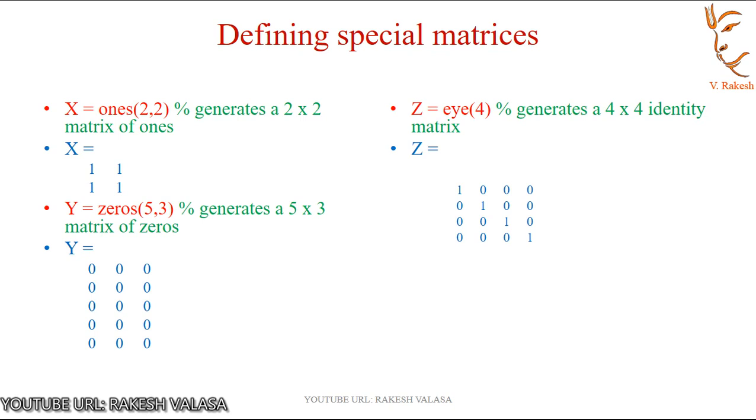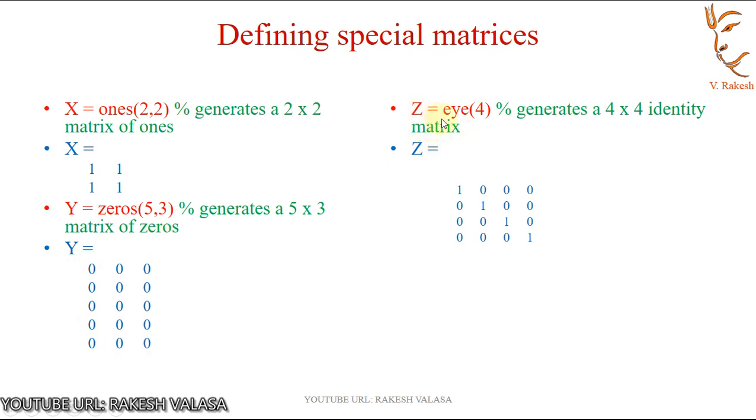In the previous lecture, I explained how to define special matrices in MATLAB. That is x equal ones(2,2). It generates a 2 by 2 matrix of ones. This is the answer, x equal 1 1 1 1. y equal zeros(5,3). It generates a 5 by 3 matrix of zeros. This is the answer. It has 5 rows and 3 columns.